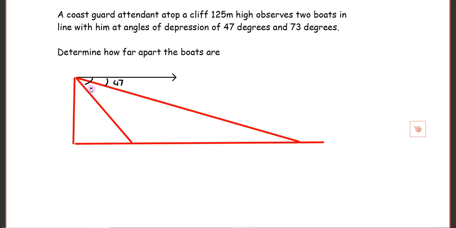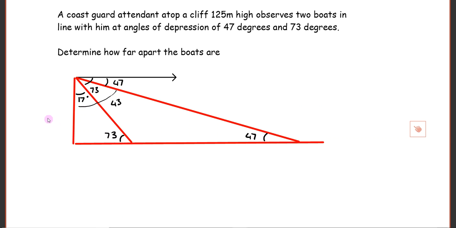So there are all sorts of ways to do this. I just worked out these angles. The big triangle was 43, and the smaller triangle was 17 degrees. Even if you did it the other end, you still have to get it right. So this angle down here would be 47, and this would be 73. But that changes what you're using, doesn't it?